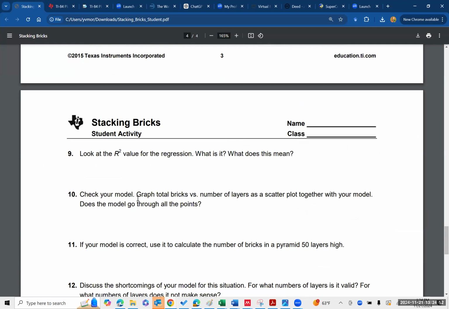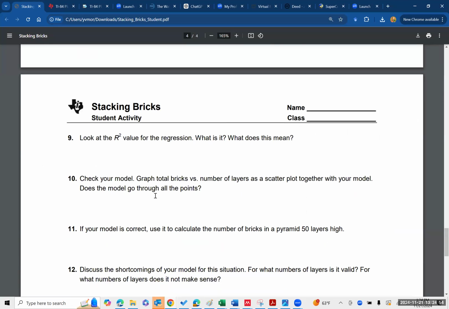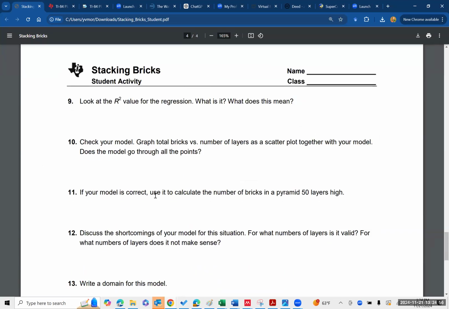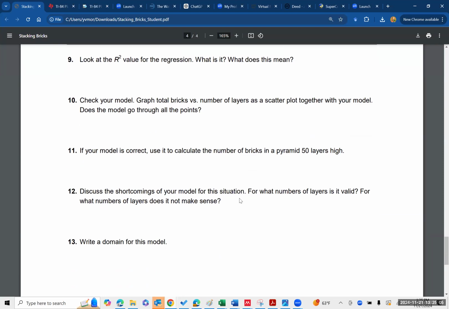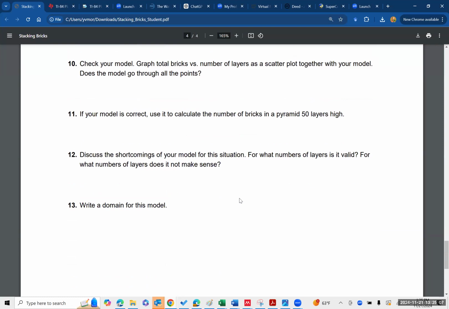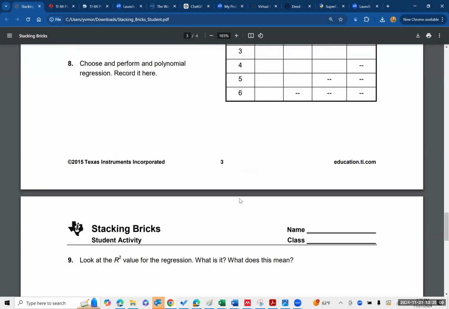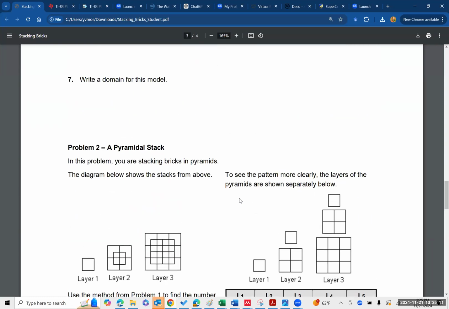Total bricks versus number of layers on our scatter plot, we already did that. And then use it to calculate the number of bricks in a pyramid 50 layers high. Now you have an equation you can work with. And then it's got some other questions, including a question about domain. So that should be plenty of information for you to complete the questions that we didn't address. And hopefully this gave you a good understanding of this project.